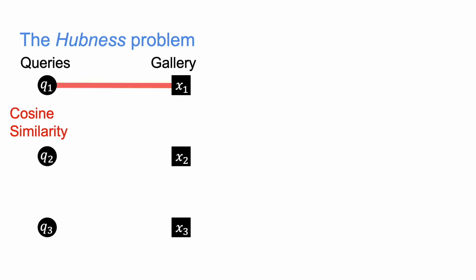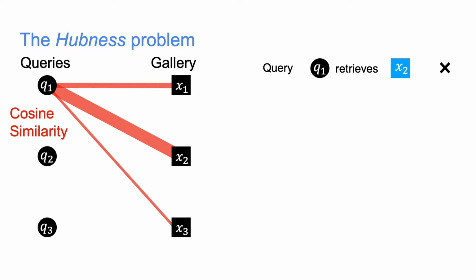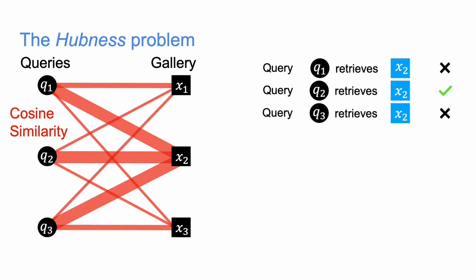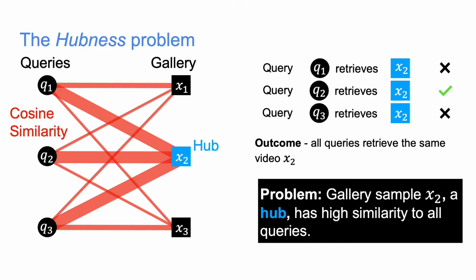Now we compute the cosine similarities between the embeddings. The thickness of the line denotes the magnitude of the cosine similarity. We can observe that in this case, Q1 will retrieve video X2, which is incorrect. Next, the same is done for all the queries. We observe that all the queries retrieve video X2, making video X2 a hub.